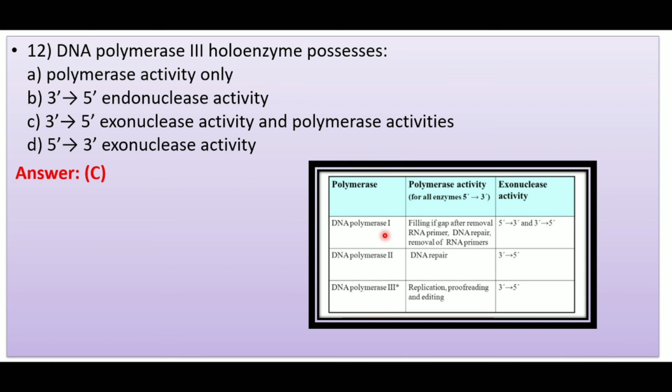So these are the prokaryotic polymerases. DNA polymerase 1 has polymerase activity as well as 5'-3' and 3'-5' exonuclease activity. DNA polymerase 2 has DNA repair ability and also 3'-5' exonuclease activity, and DNA polymerase 3 has polymerase activity as well as 3'-5' exonuclease activity. So the right answer is C, 3'-5' exonuclease activity and polymerase activity.